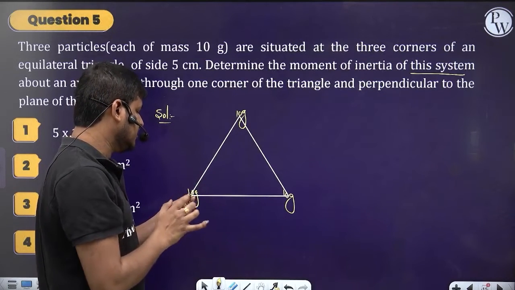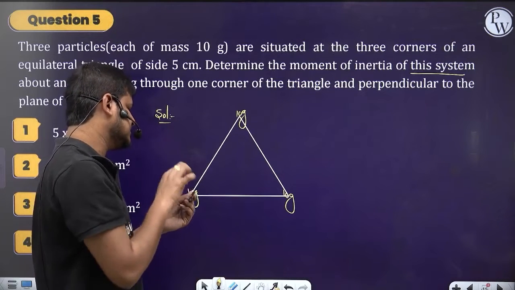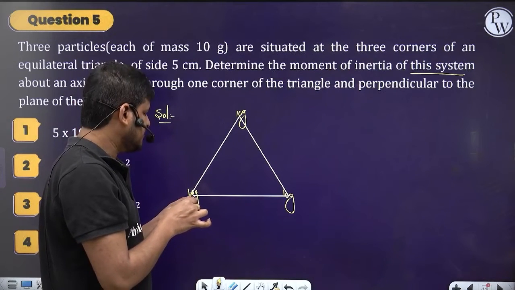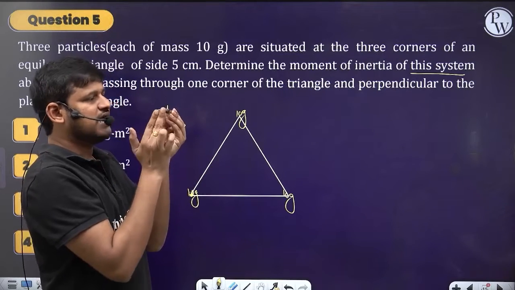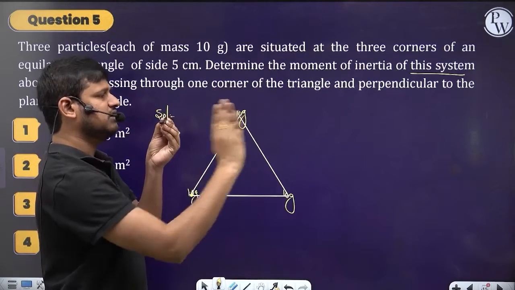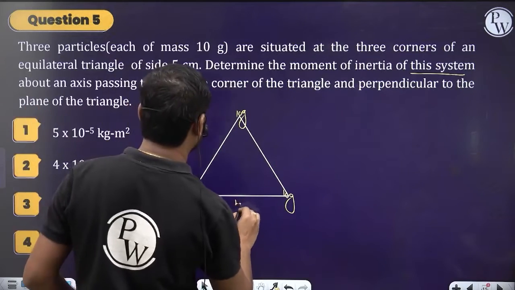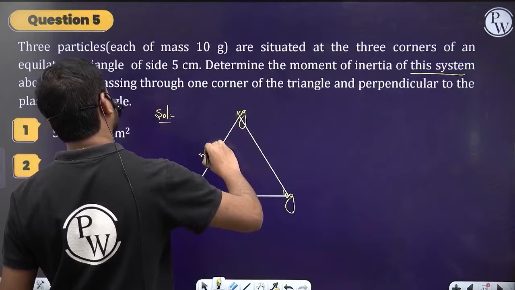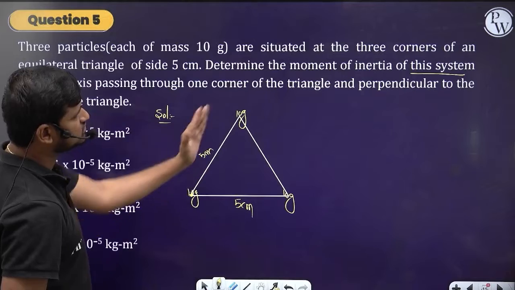About this axis, let's suppose this point is x and this point is x dash. So this x, x dash is passing through this corner. Now about this you have to find the moment of inertia. Simply understand that the axis is here, and from the axis to here, what is the distance? The distance they gave is 5 centimeters. This distance is 5 centimeters, and this one is also 5 centimeters from the axis.